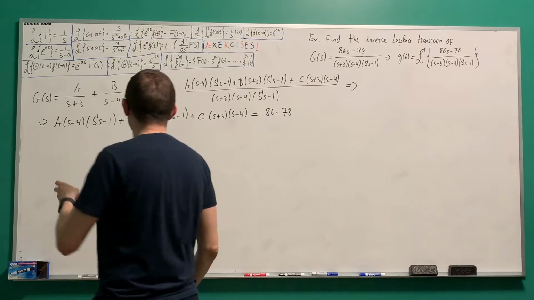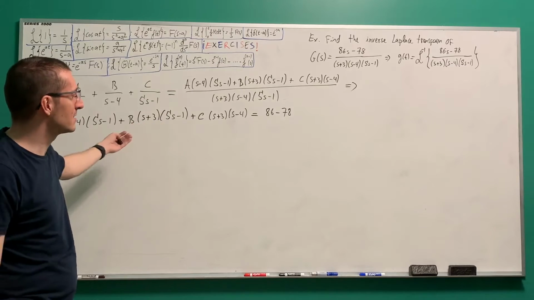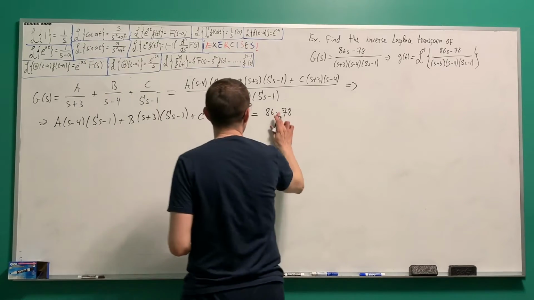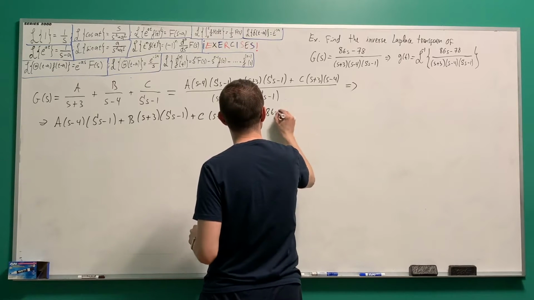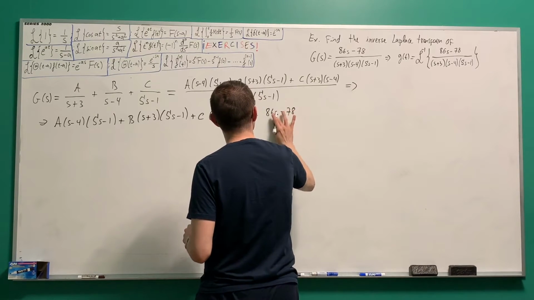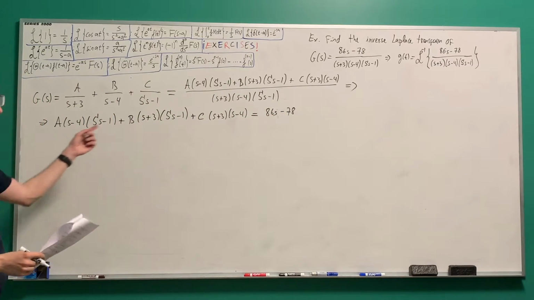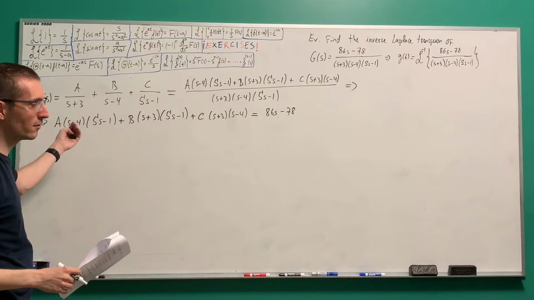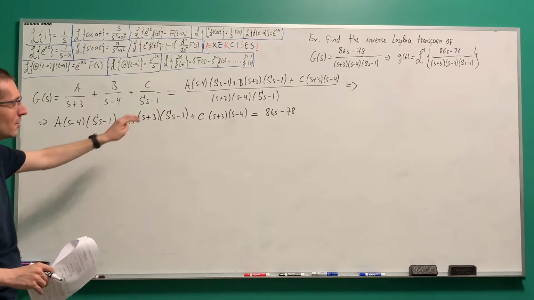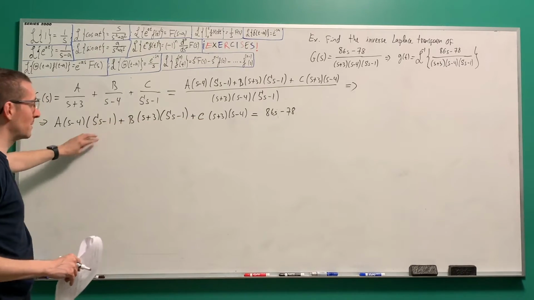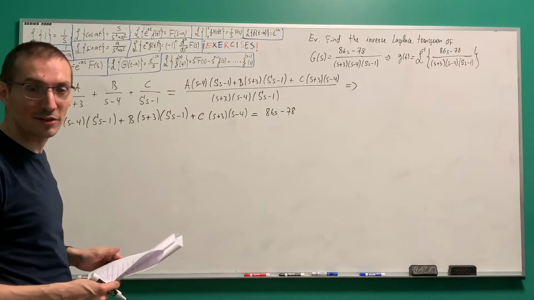Now, of course, you can always do what we will do in most of the cases, which is expand this and equate 86s minus 78. So typically what we do is expand this and equate all the coefficients of s squared on the left with all the coefficients of s squared on the right, all the coefficients of s on the left with those of s on the right, all the independent terms on the left with the independent terms on the right. But here, there's a much faster way to do it.